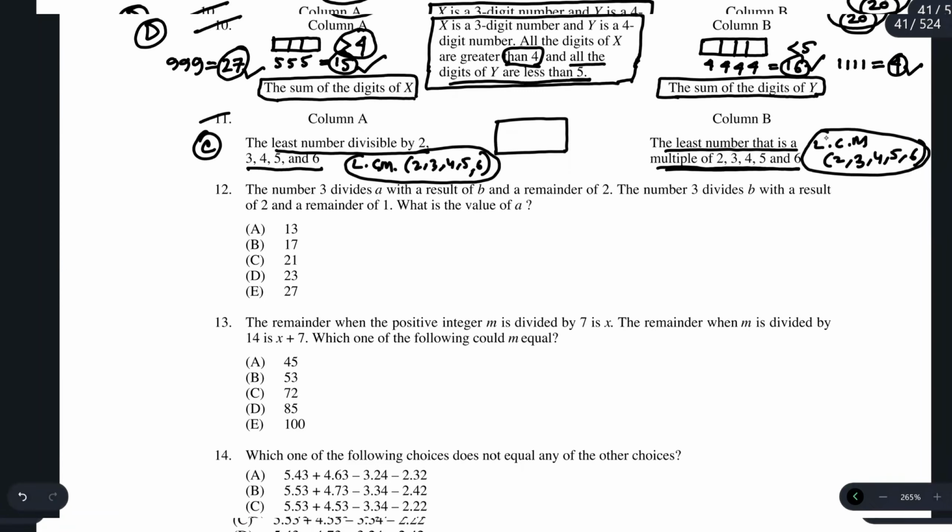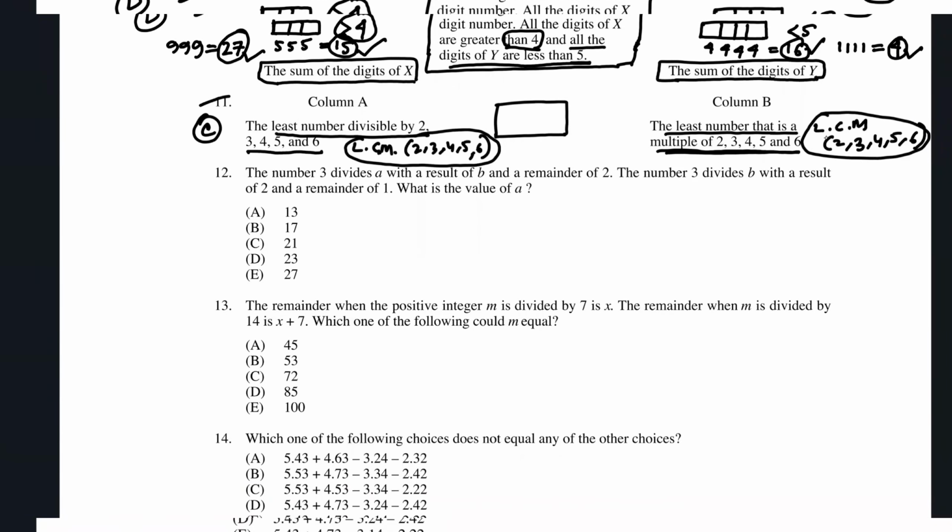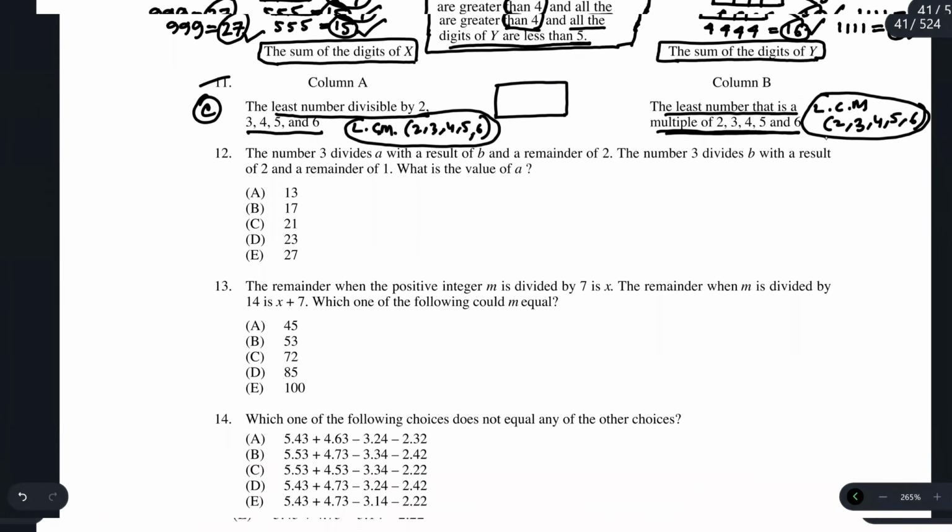Now let's move to problem 12. Here we are given that the number 3 divides A with a result of B and a remainder of 2. That means if we divide A by 3, we get a quotient of B and a remainder of 2. So we can write A equals 3 multiplied by B plus 2. The remainder is 2, the result of the division is B, 3 is the divisor, and A is the number we divide.